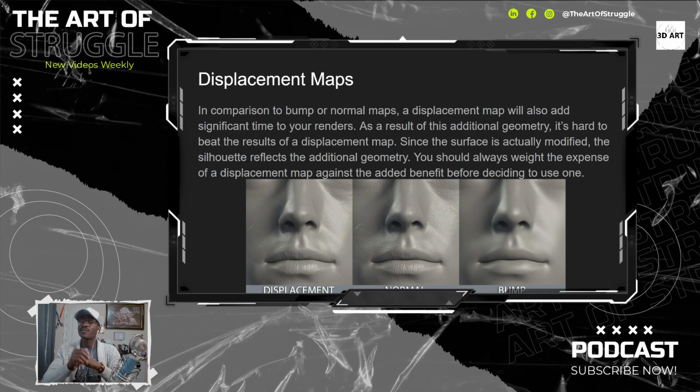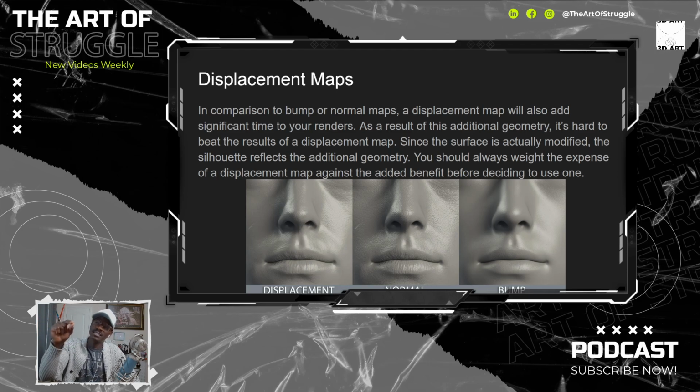All right. So in comparison to bump or normal maps, a displacement map will also add significant time to your renders as a result of this additional geometry. It's hard to beat the results of a displacement, because what it's doing is actually moving the geometry. It's not like I'm trying to fake it with a bump. I'm not trying to fake it with a normal map. It's there, right? If you printed out a model with a normal map, it would be smooth. If you print it out with a bump, it'll be smooth because it didn't do anything to the geometry.